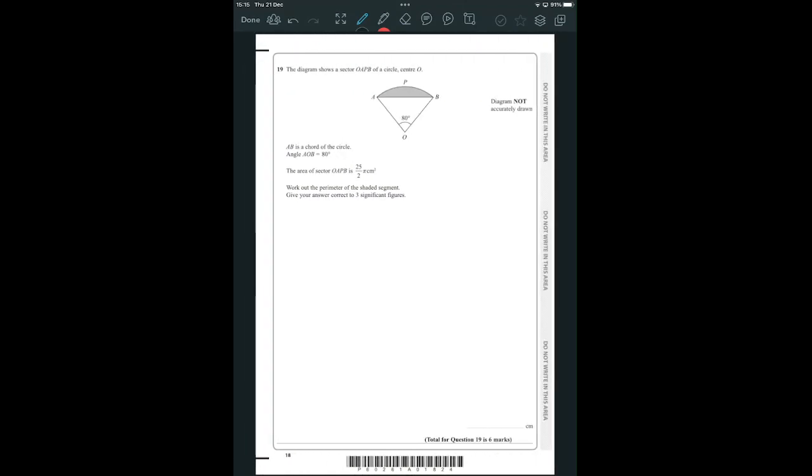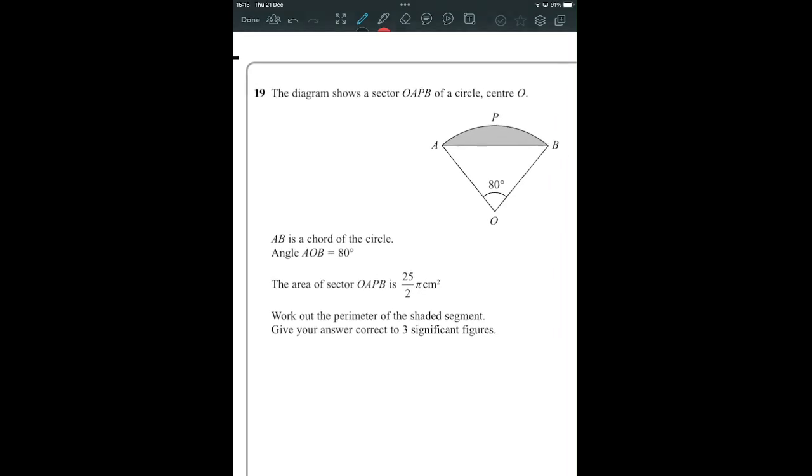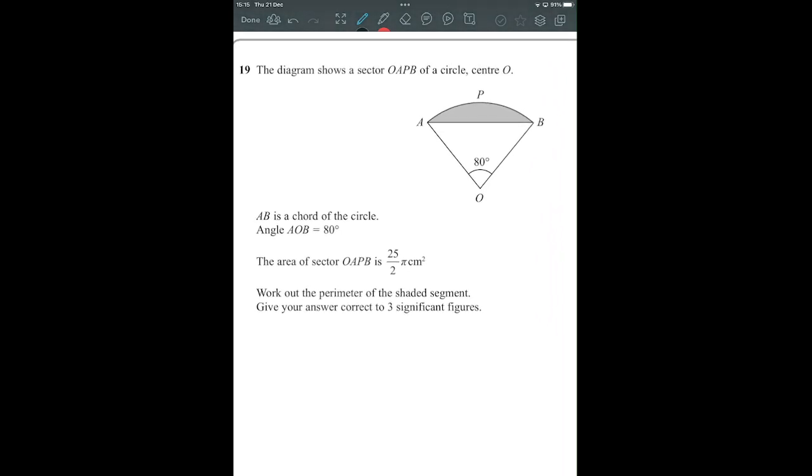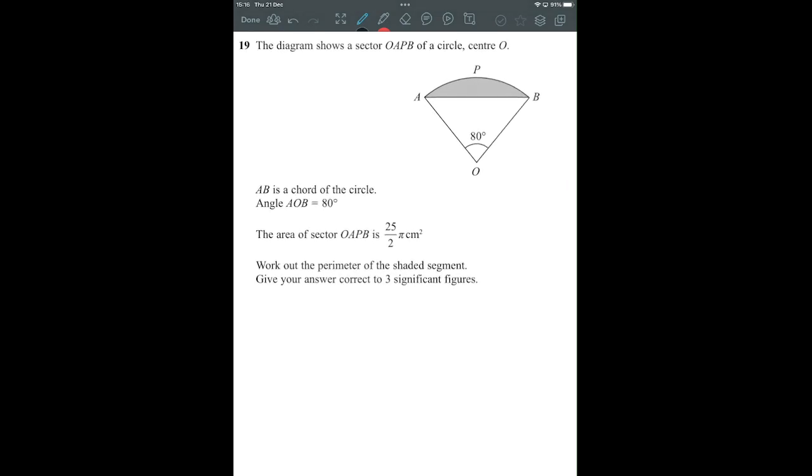Question 19, we have a sector. We have the sector OAPB of a circle. AB is a chord, the angle is, the area of the sector is that. Work out the perimeter of that shaded segment. Okay, well, one thing we can see we're missing immediately is the radius.